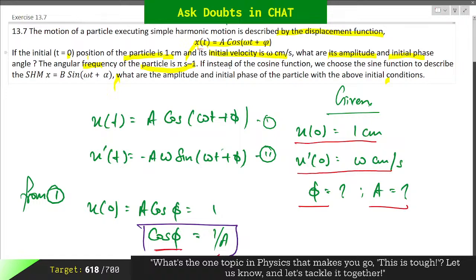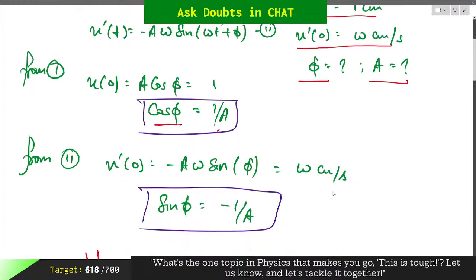And if instead of the cosine function we choose the sine function to describe the SHM, in the form x = B sin(ωt + α), what is the amplitude and initial phase angle as in the above condition? So we have been given that the initial position of the particle is 1 centimeter and the initial velocity is ω centimeter per second. We have to find the initial phase angle and the amplitude.